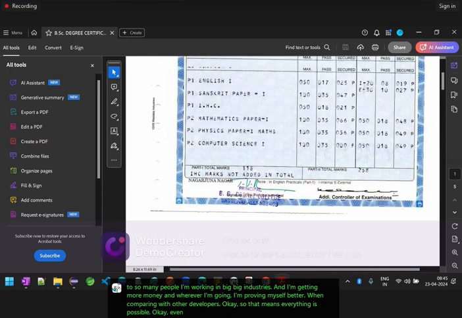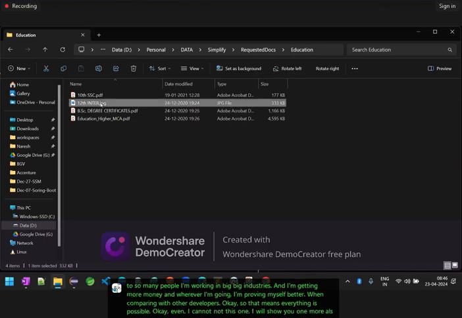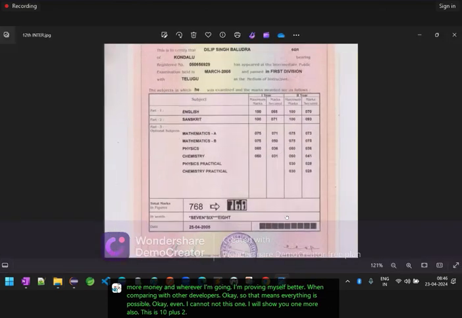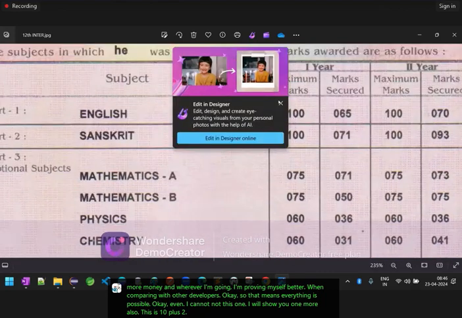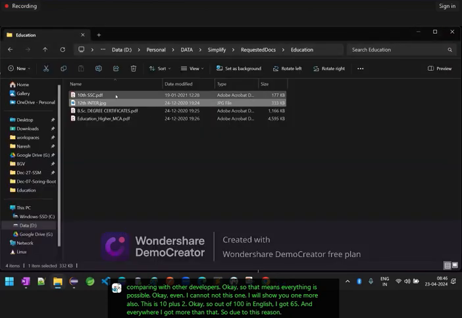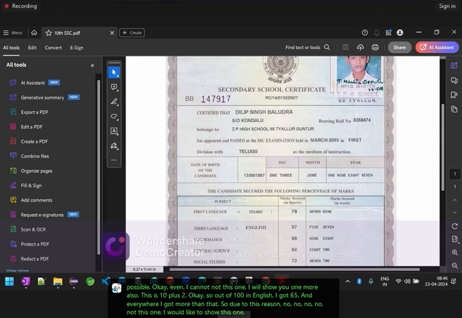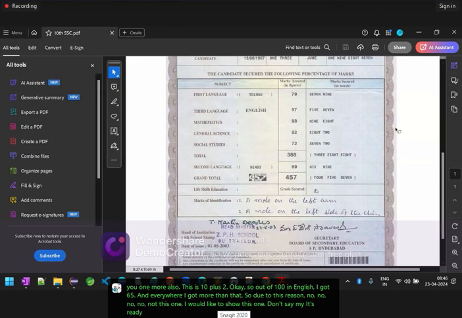I will show you one more also. This is 10 plus 2. Out of 100 in English, I got 65. And everywhere I got more than that. I would like to show this one. Don't see my photo, it's from 20 years back, I think.